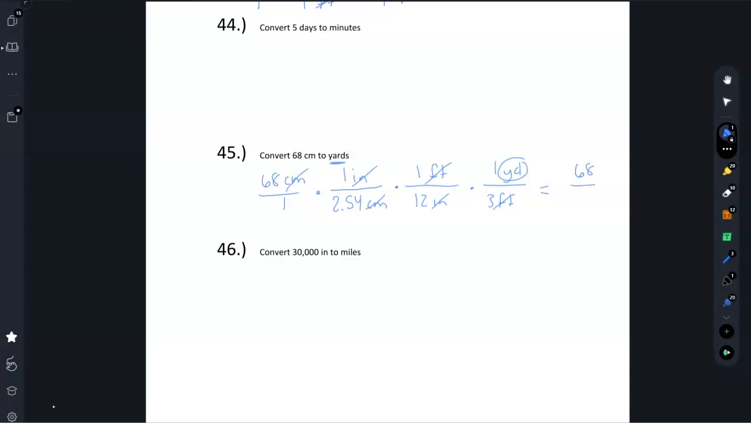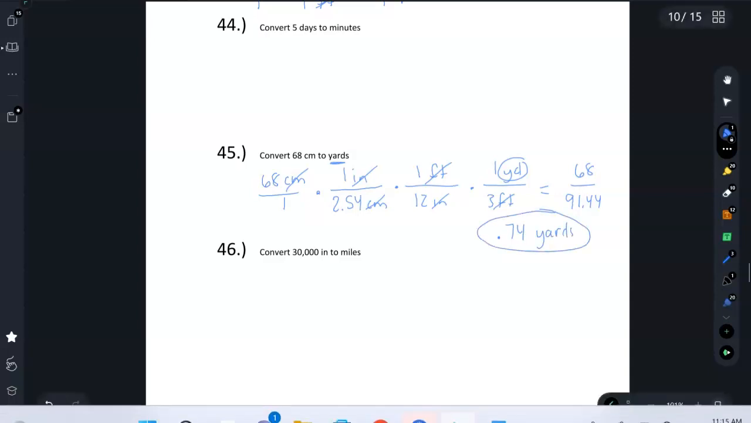Multiply all the way across the bottom, and I get 91.44. Don't round until you get to the final answer, 68 divided by 91.44. If I'm allowing you to round here, that was roughly 0.74 yards when you do 68 divided by 91.4.